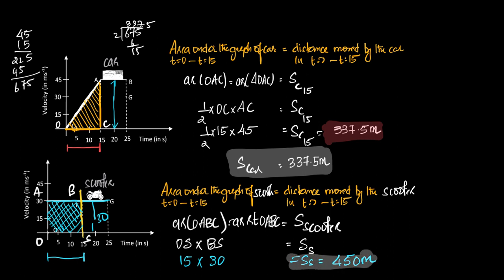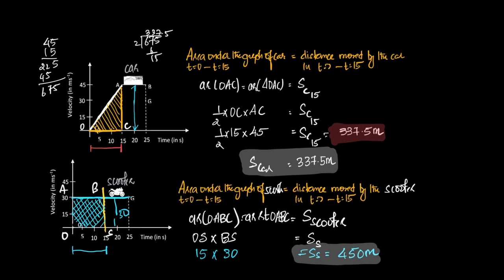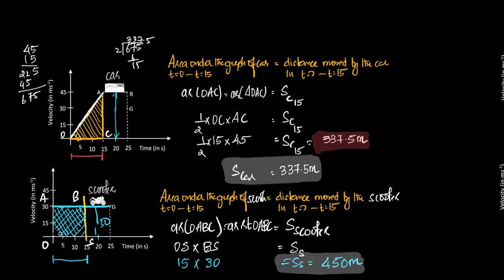So we have got two values, the distance moved by the car and the distance moved by the scooter. Now, what is the first part of the question? It is to find the difference between the distances moved in t equal to 15. Therefore, the distance moved by the scooter minus the distance moved by the car is 450 meters minus 337.5 meters, which gives us 112.5 meters.